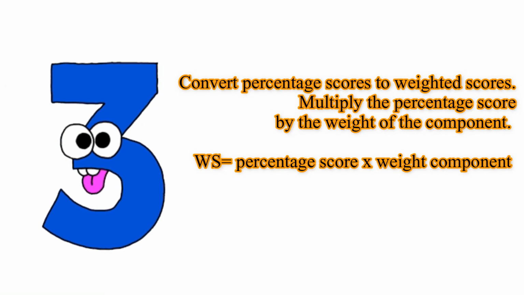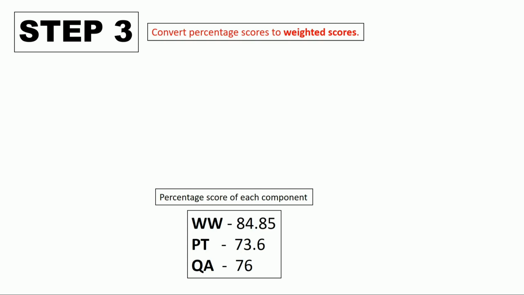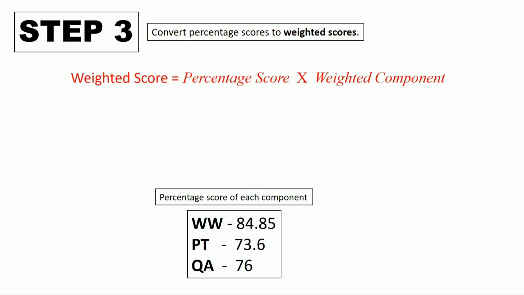Step 3. Convert percentage scores to weighted scores. Then, multiply the percentage score by the weight of the component. Since we are now done in getting the percentage score of each component, in this step, we are going to convert those percentage scores to weighted scores using the formula for weighted score. So weighted score is equal to percentage score times weighted component.